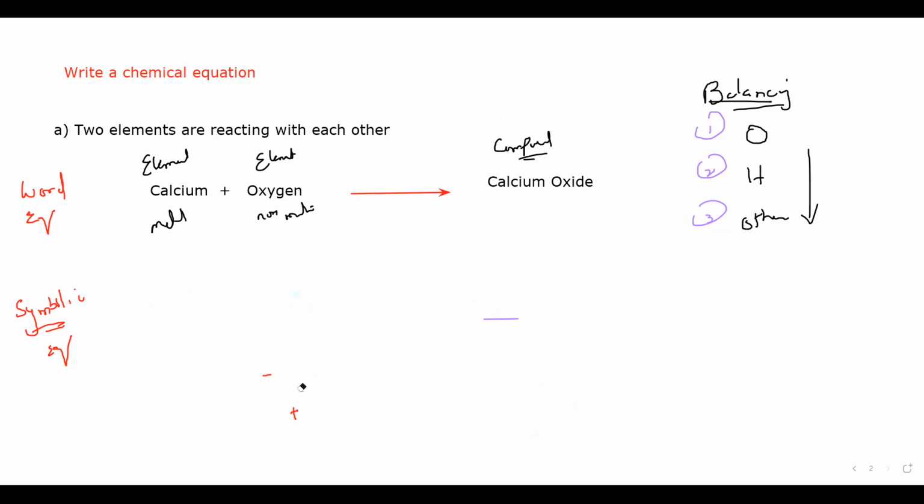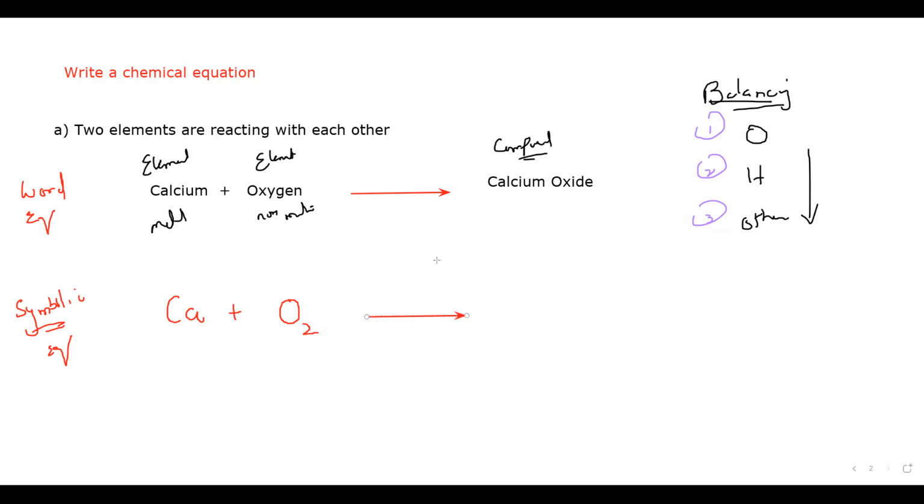We have a word equation in which it is written that calcium is reacting with oxygen to form calcium oxide. When a substance is an element and it is a metal, we write the symbol as an atom, so calcium will be Ca. If the element is a non-metal, how does it exist? It exists as a molecule. So for oxygen, we will write O2. And then it forms calcium oxide.